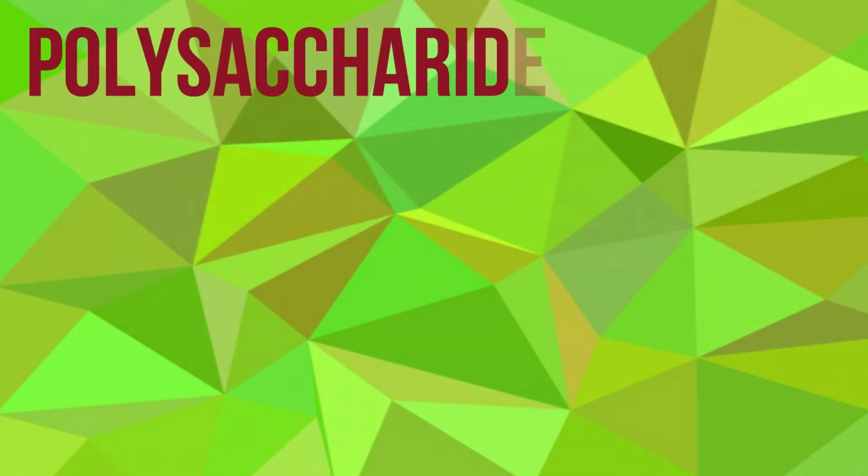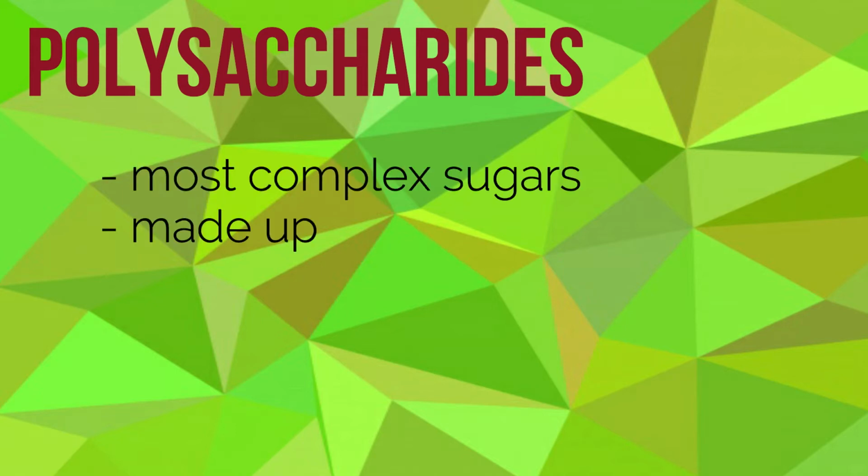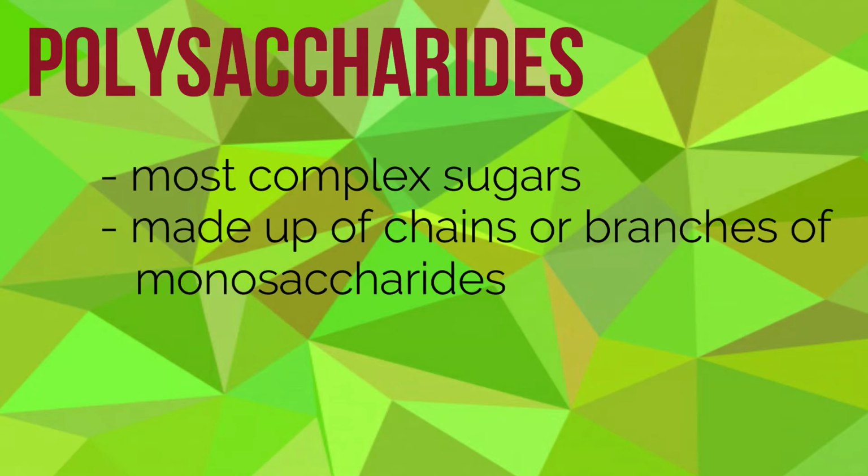The third classification of carbohydrates is known as the polysaccharides. Polysaccharides are the most complex sugars since they are made out of chains or branches of monosaccharides and disaccharides.